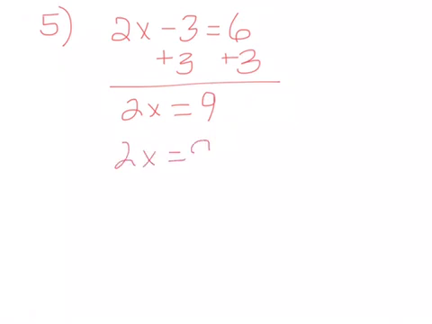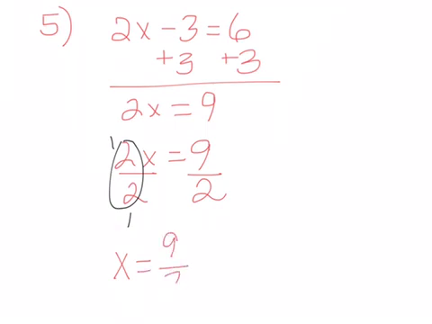So I'm going to divide the left side of the equation by 2 and the right side divided by 2. With the 2's here, we'll divide out, and you're left with x equals 9 divided by 2. It's 9 halves.